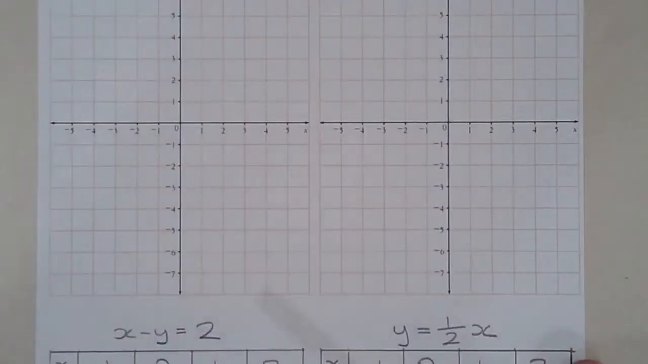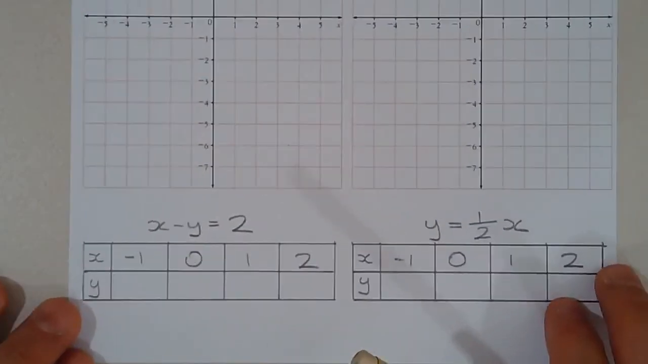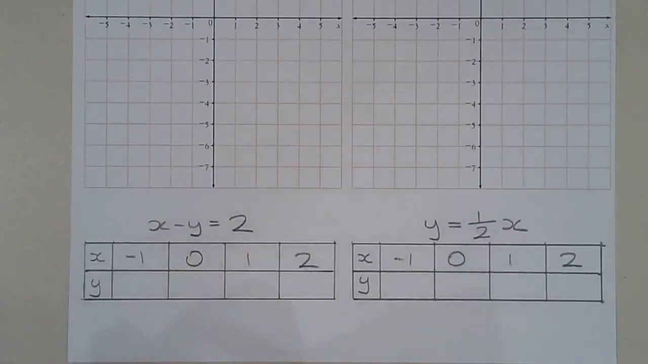Okay, maybe I'll just zoom in on the table of values there. So next one is x minus y equals 2. Okay, this one, let's see what it's going to look like compared to the last one. All right, the last one was an x plus y, this is an x minus y.